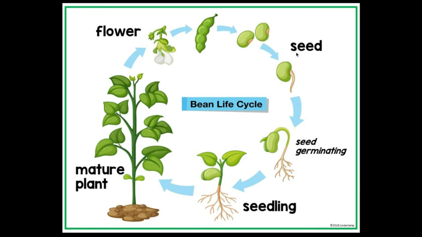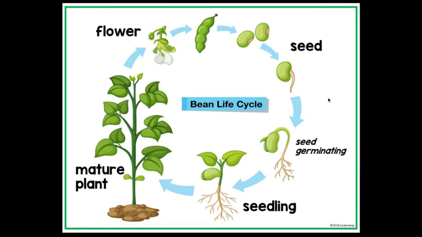So let's look at that in another way. We'll start here with the seed. So here's the seed. Remember, a life cycle is something that happens over and over, so it goes around. So I like this picture showing that it goes around and the connection that it keeps going. So it starts with a seed, and then that seed germinates, starts to grow. Here it is as a seedling.